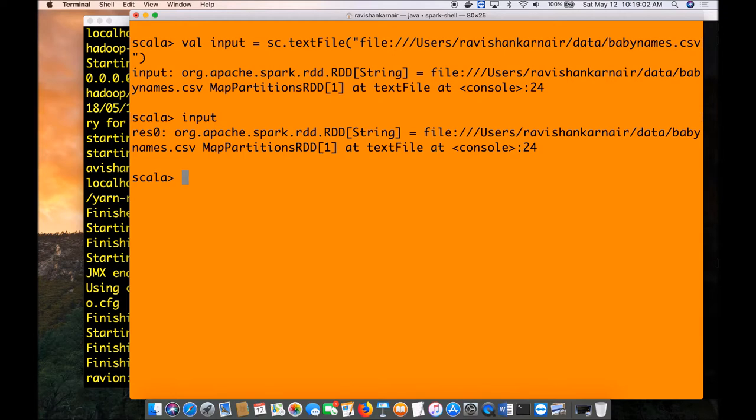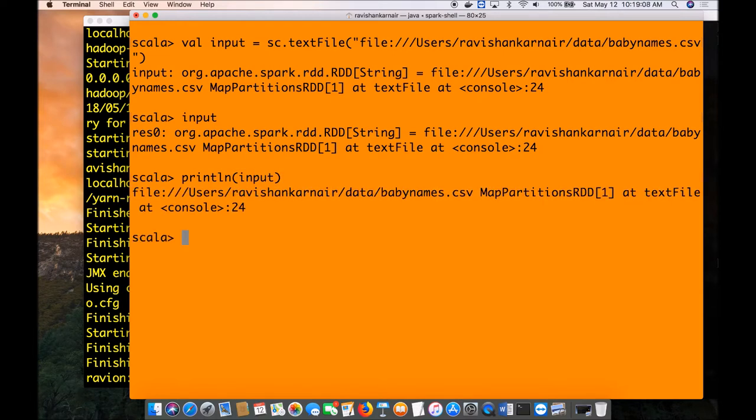Right. And now, println of input. You already know that particular method. It is telling the file is the baby names.csv, and it is a MapPartitionsRDD and it is a text file. I want to just take a peek of it. How will you take a peek in Unix? tail -f, all those kinds of commands. Input.take(10).